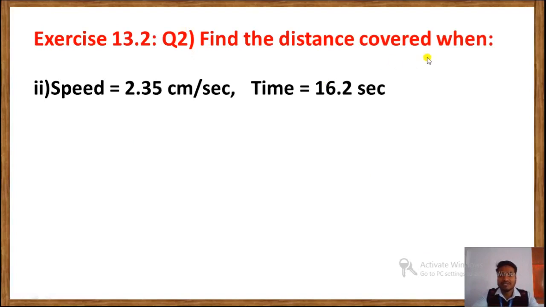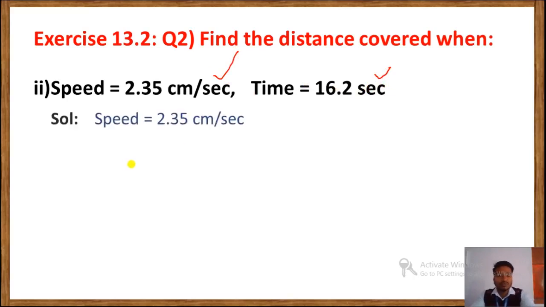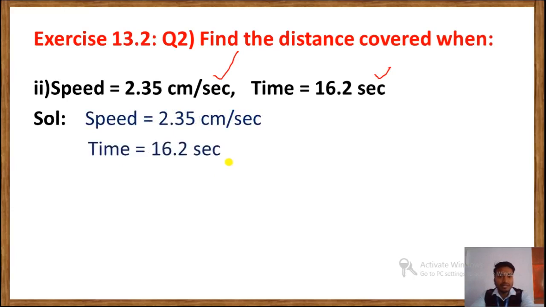Find the distance covered when speed is 2.35 centimeter per second and time is 16.2 seconds. Okay, time is in seconds here and the speed also has seconds, so no need to change anything. We can directly multiply. For distance, we have speed and time, and you know the formula: distance equals speed into time.